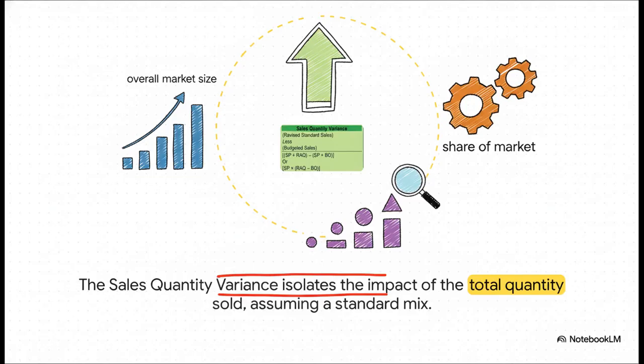And that leads us to its partner, the sales quantity variance. The formula here compares our what-if revised actual quantity to our original budgeted quantity and multiplies the difference by the standard price. And because both of those quantities are calculated using the standard mix, this beautifully isolates the impact of just the total number of units sold. It helps us see if the whole market is maybe changing.